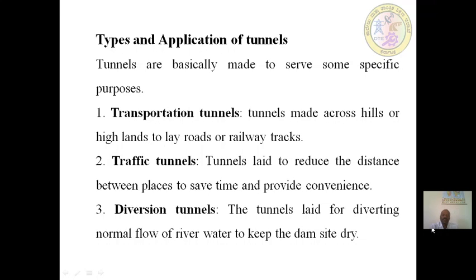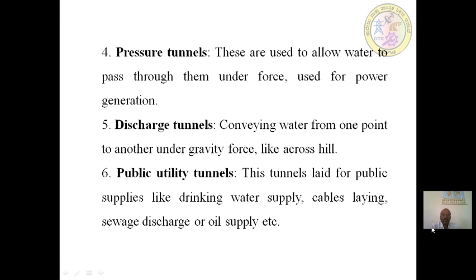Third, diversion tunnels. These are tunnels laid for diverting the normal flow of river water to keep the dam site dry. Fourth, pressure tunnels. These are used to allow water to pass through them under force, used for power generation. Fifth, discharge tunnels, conveying water from one point to another under gravity, like across hills.